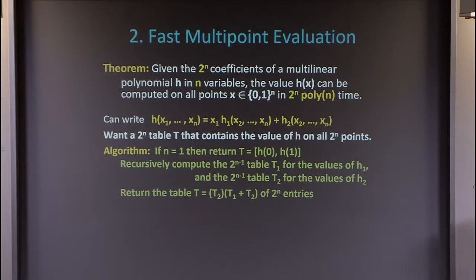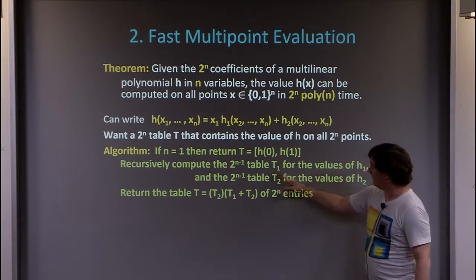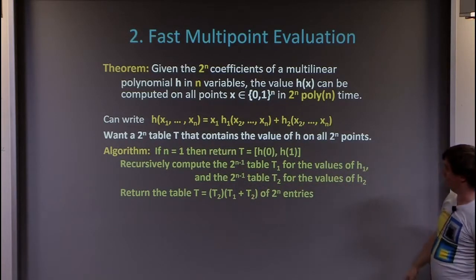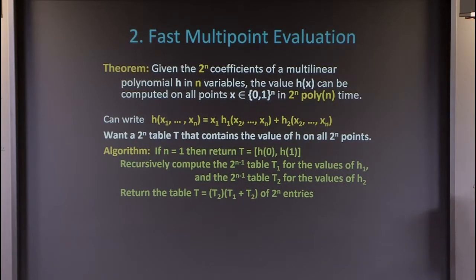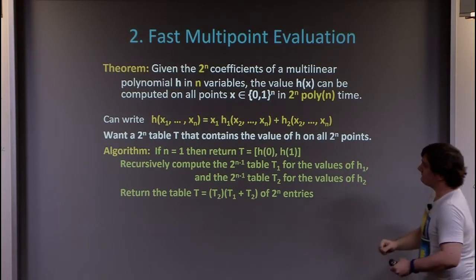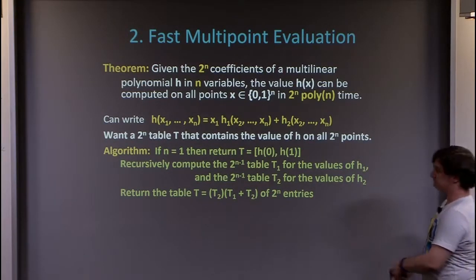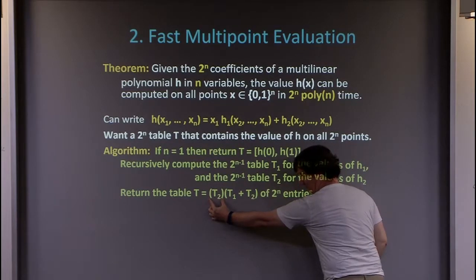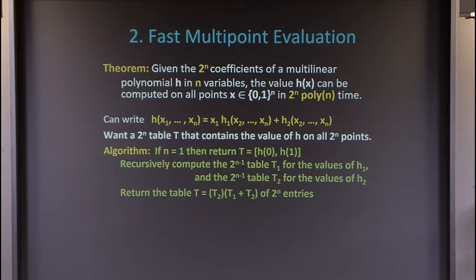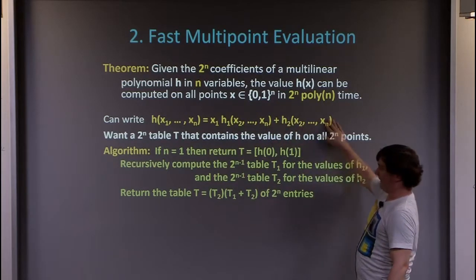Okay, 0 and 1, and you return that table. Otherwise, you recursively compute table T1 for the n minus 1 variable polynomial h1. It gives you a table of length 2 to the n minus 1. Similarly for h2. Okay, so then you say, what do I want back? Well, I want a table of 2 to the n entries. So I'm going to concatenate T2, the whole table for T2, with the component-wise sum of the table T1 plus T2. Okay? And so when x1 is 0, this term cancels and h equals h2.